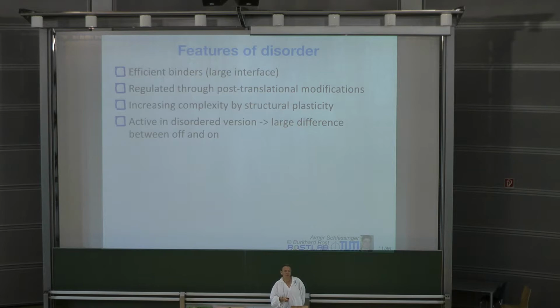Such a disorder may be, in fact, a good binder. If it is very long, it could wrap itself around something and become a very efficient binder through a large interface. It could be regulated through post-translational modification, meaning that there may be a sugar put onto it, and without the sugar it's sort of bound to itself. With the sugar cut, it is opening up. So by cutting the sugar, you would essentially create a mechanism by which you open this fly-catching mechanism.